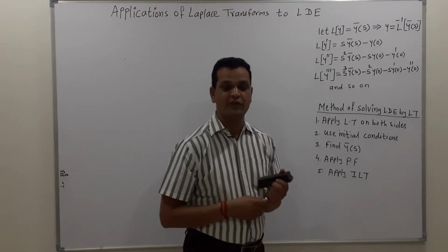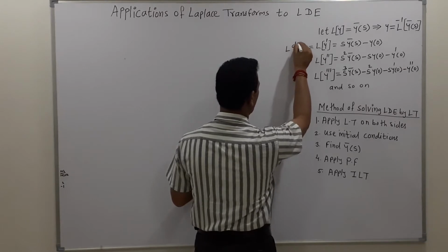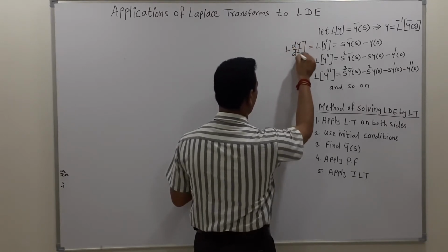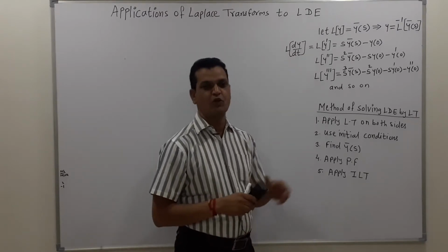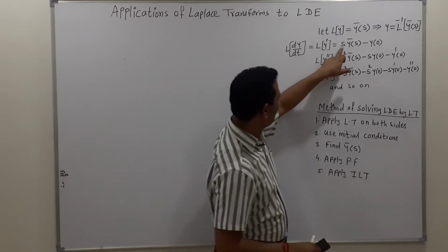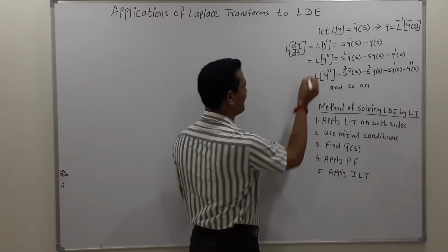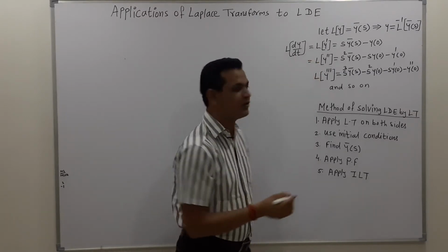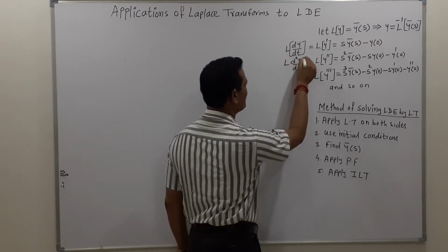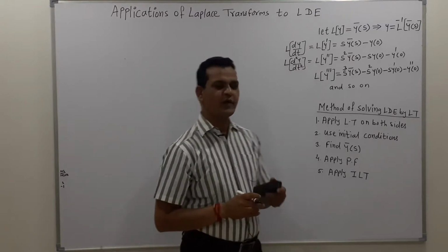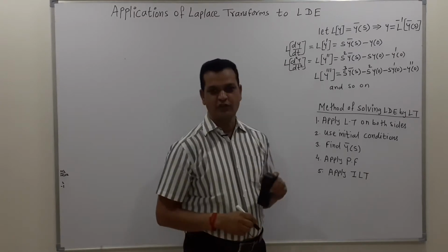So y dash stands for the first derivative of y, or some people may write this as Laplace transformation of dy by dt. To take the Laplace transformation of the first derivative of y with respect to t, the formula is s times y bar of s minus y of 0. Similarly, the Laplace transformation of y double dash, that means the second derivative of y with respect to t, is s square y bar of s minus s into y of 0 minus y dash of 0.